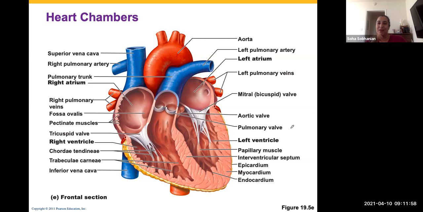Superior and inferior. Okay, so be careful, guys. If you just tell me superior and inferior in your exam, that's not going to give you a full credit. If you only say superior vena cava or only inferior vena cava, that's also not going to give you your full credit. So the full answer would be superior and inferior vena cava.